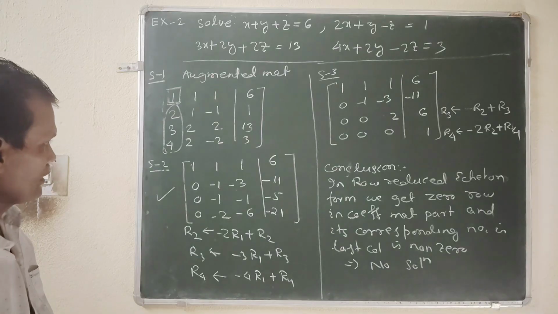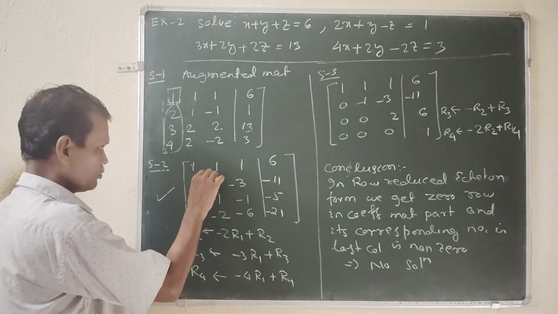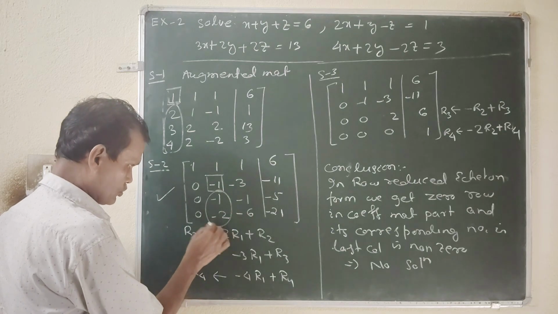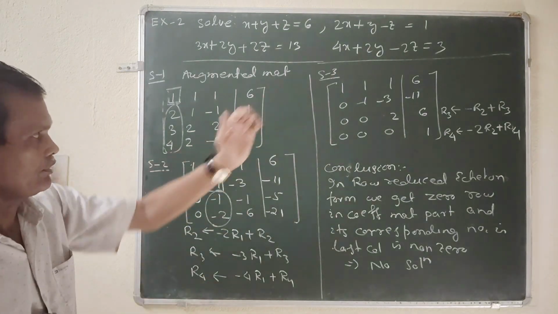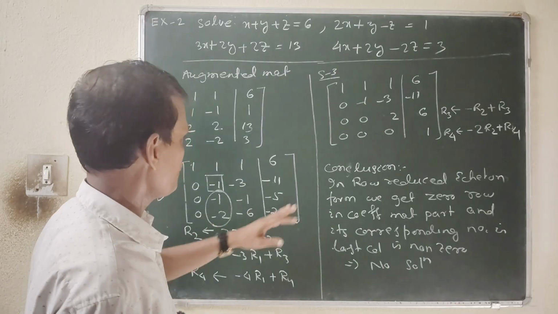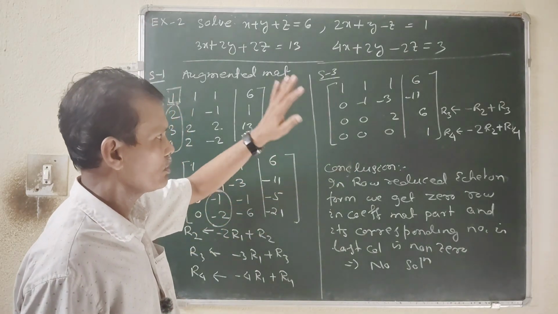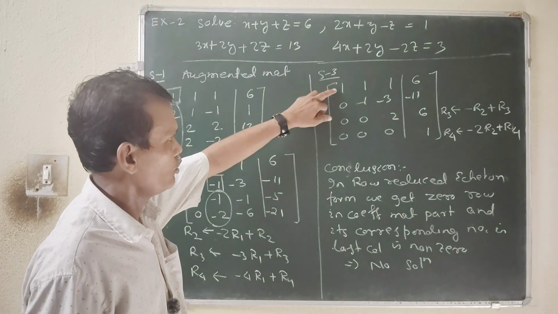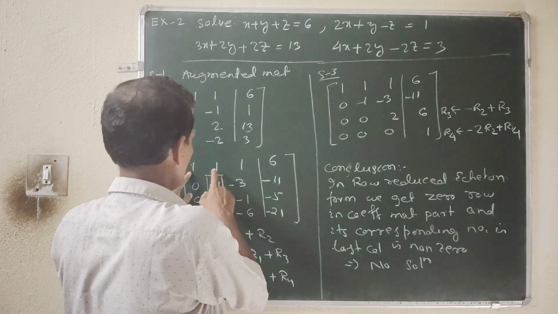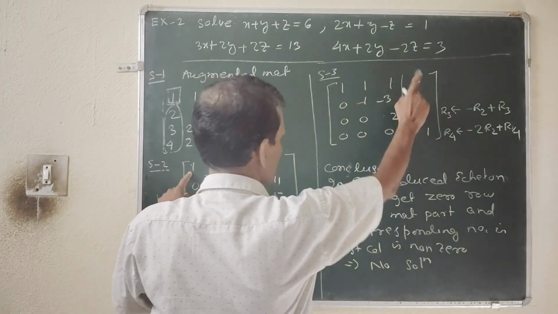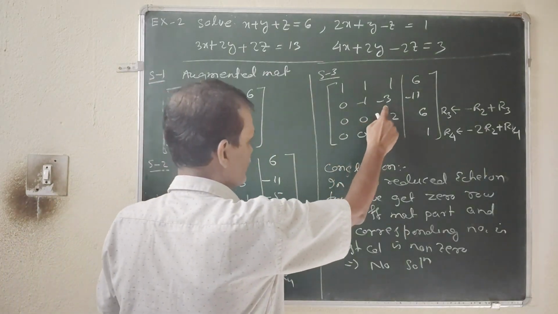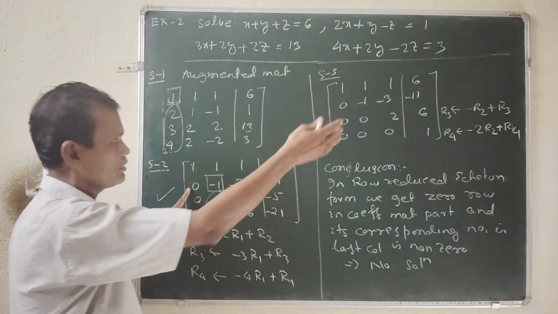Now in the second step this minus 1 will be our pivot and we will try to make these 2 as 0 in step 3. Now you come to step 3. When we come to step 3, we will not change row 1 and row 2. So we have just copied them: 1 1 1 6, and 0 minus 1 minus 3 minus 11. These two we have just copied.